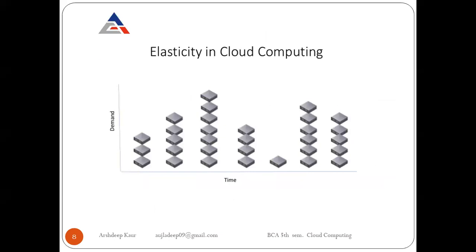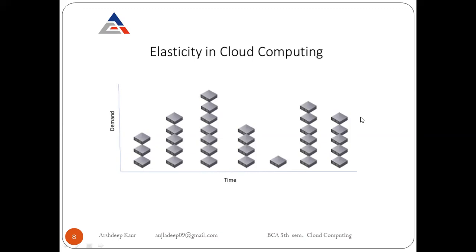This is elasticity in cloud computing. Over time, the demand is either growing or shrinking. See, at first we have 3, then demand is growing, then again growing, shrinking, shrinking, growing, shrinking. It means it's dynamic. Sometimes it's growing, sometimes it's shrinking. There is no fixed time period. Now it's growing only, now it's shrinking only.